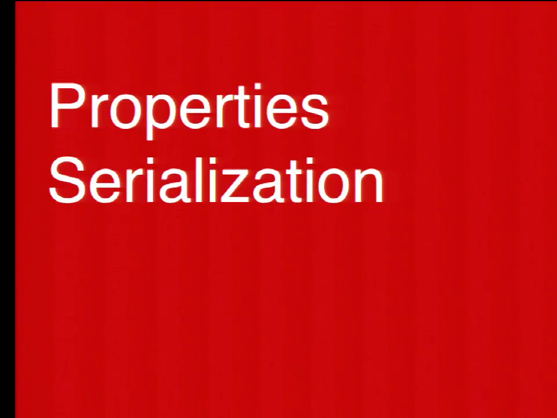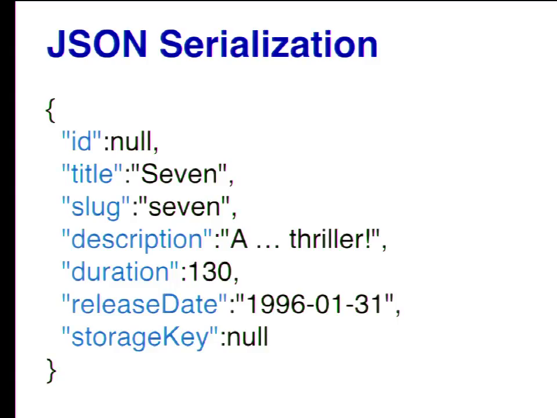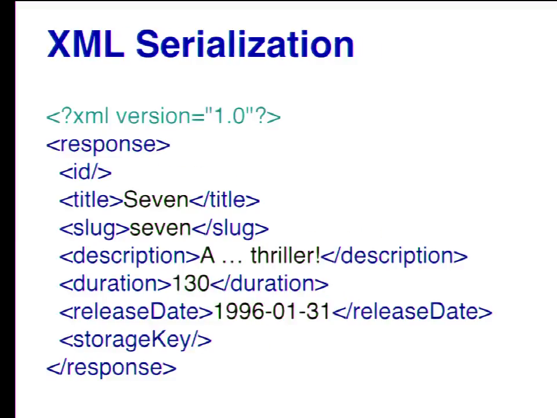A little word on the property serialization. In this case, we're just using that very simple property normalizer. So what we end up with is a JSON representation that maps one-to-one to the property names we had in our class. And same case for the XML serialization. Depending on if you encode it to JSON or XML, these were the two representations that you would get.